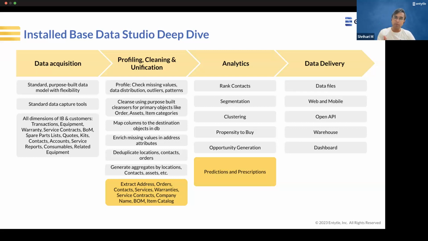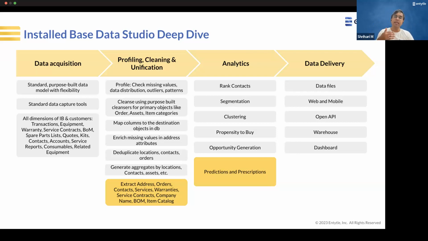Now on top of this model, once we get the data in the raw format, we do data profiling for all these types of objects. We have built purpose-built cleansers. For example, we want to clean serial numbers or item descriptions, and categorize items into different categories. Once we have done all this categorization, we push it to our standard data model. This is where we do mapping between the source columns and the destination columns.